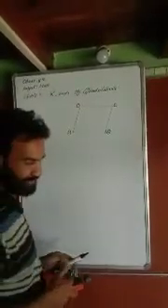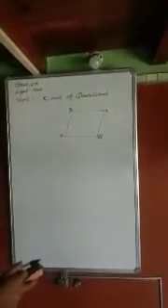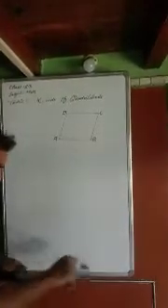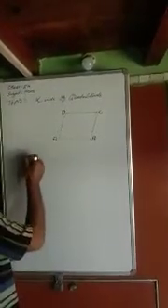By these features, we can say that any kind of quadrilateral that involves those features which I am going to tell you can be called a parallelogram. Number one, you can also see properties of a parallelogram.